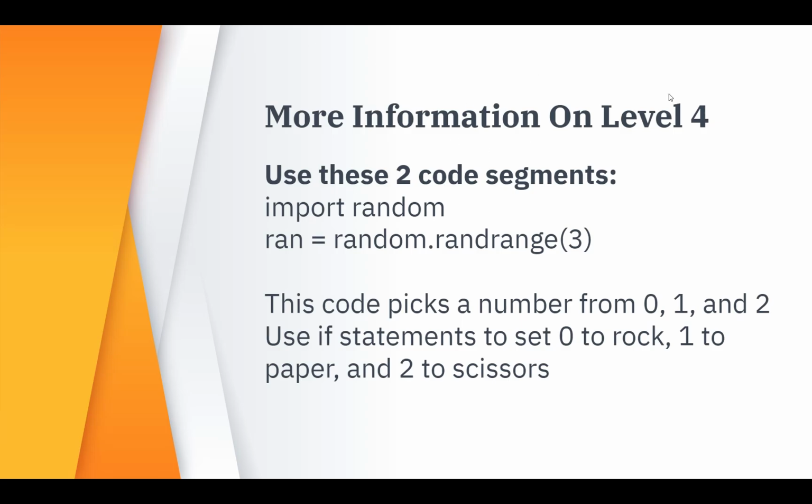So if you're on level 4, here's a little bit more information. Again, we have to import random and then have a number. So ran equals random.randrange. Like I explained, this will give 0, 1, or 2. And then basically you can have a list to set 0 to rock, 1 to paper, and 2 to scissors.